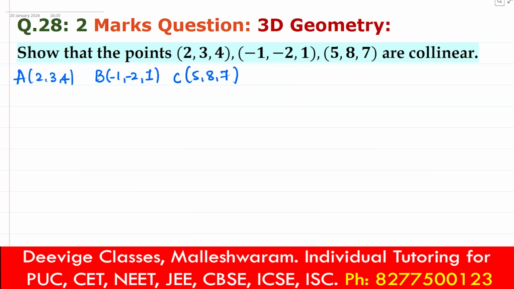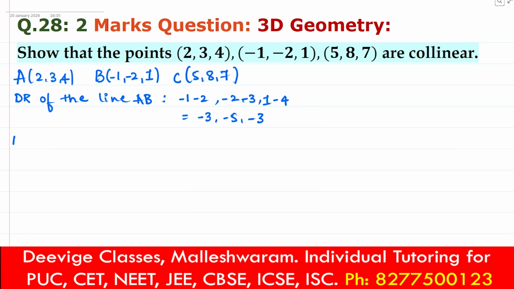Collinear is nothing but what? All the points lie on the same line. Okay, to show collinear, first we have to find the direction ratios. The direction ratios of the line AB, direction ratios AB, what will it be? -1 minus 2, -2 minus 3, 1 minus 4. That is -3, -5 and -3.